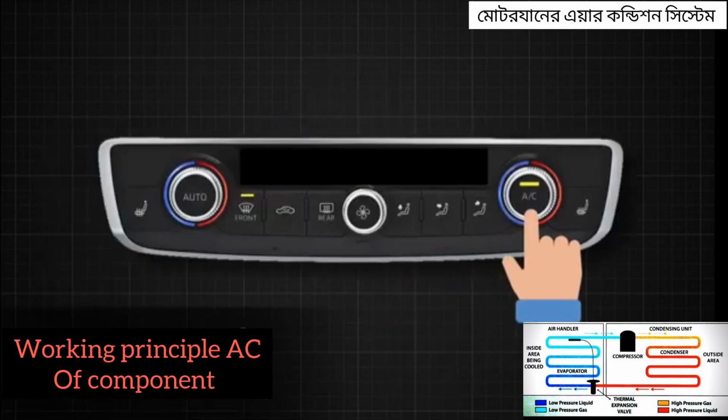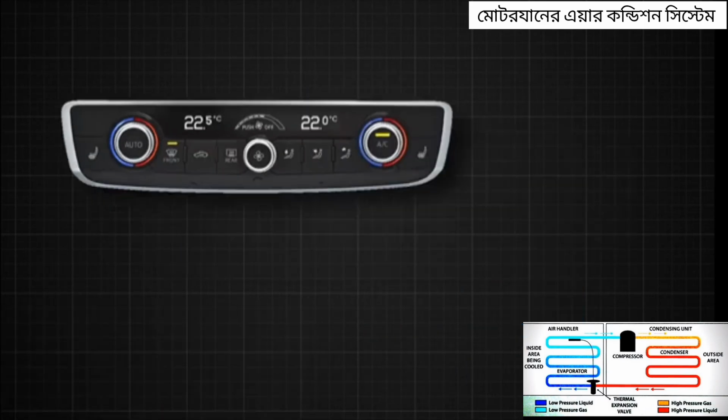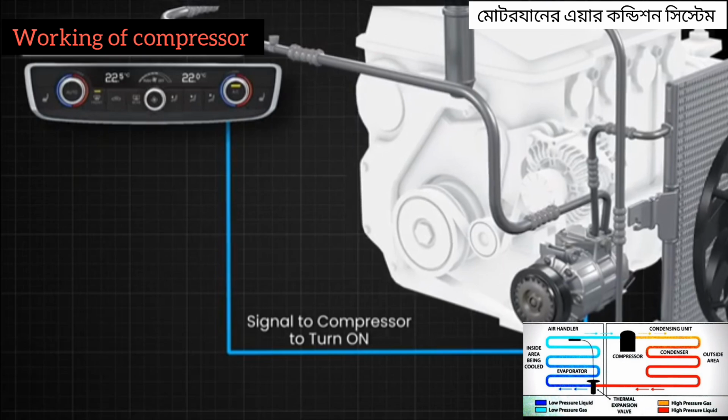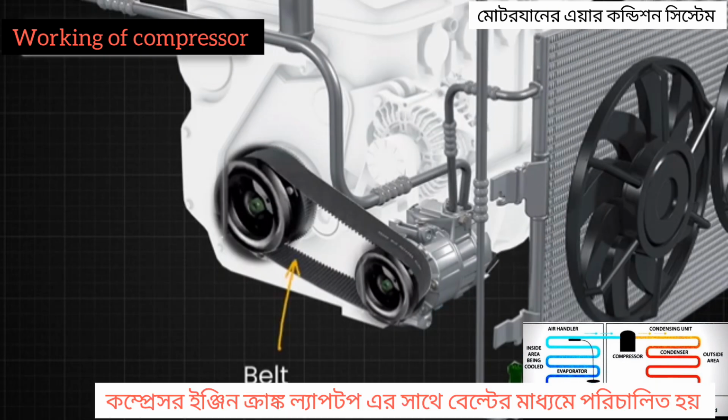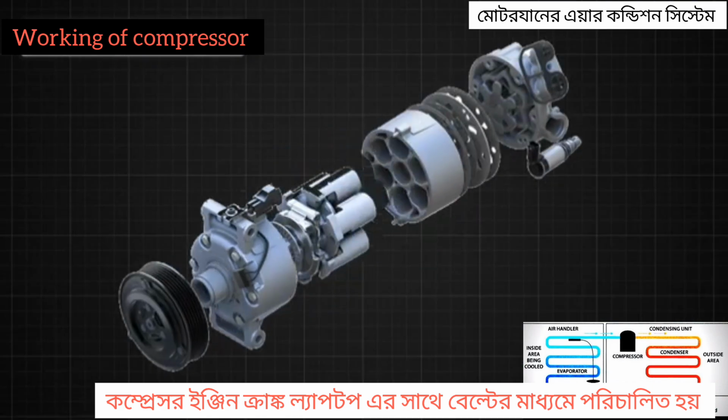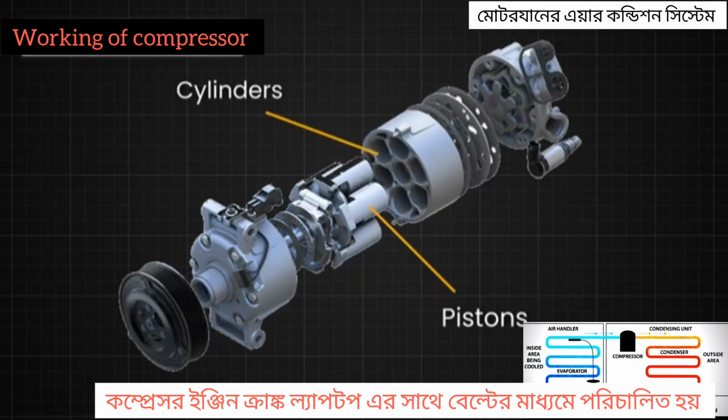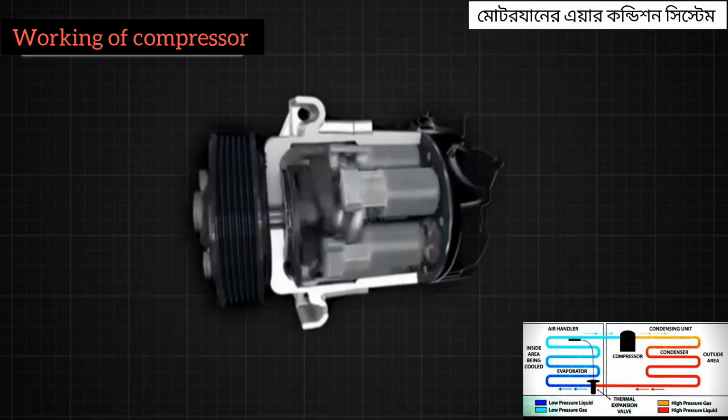When the AC is turned on, the climate control unit sends a signal to engage the AC compressor clutch. The compressor is typically belt-driven, meaning it is connected to the engine's crankshaft pulley via a belt. As the engine runs, it drives the compressor, whose mechanism consists of one or more pistons housed inside cylinders, which compresses the refrigerant gas.